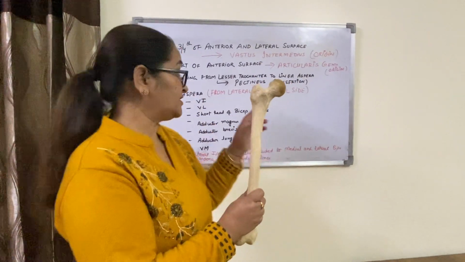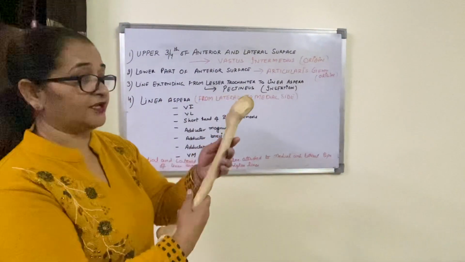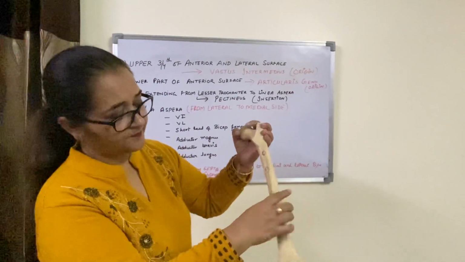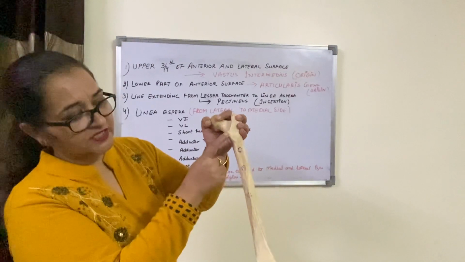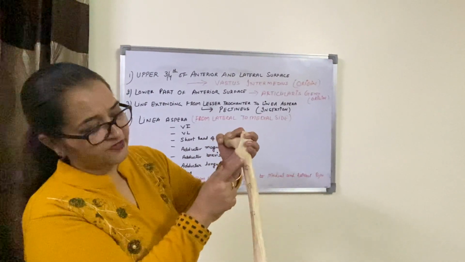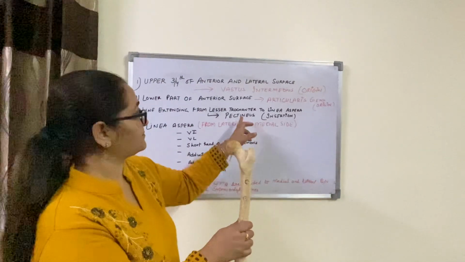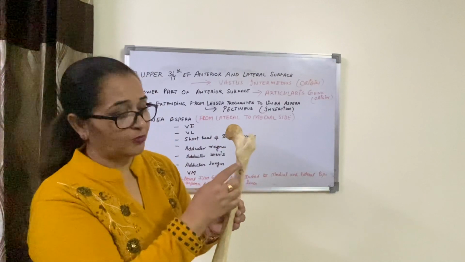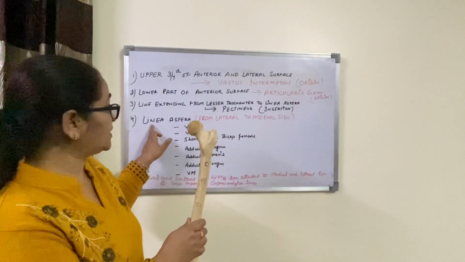Clear? And there is one line extending from the lesser trochanter to the linea aspera. Now you can see this is the linea aspera, this is the lesser trochanter. So the line extending here is giving attachment to the pectineus muscle. So it is the insertion of the pectineus muscle. So that is important. Then comes the linea aspera.